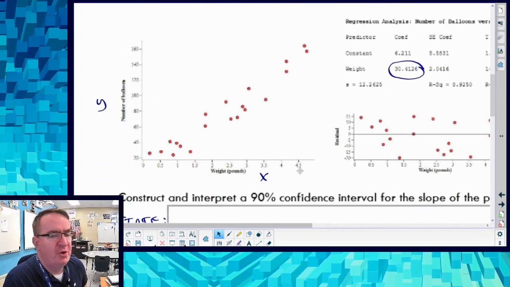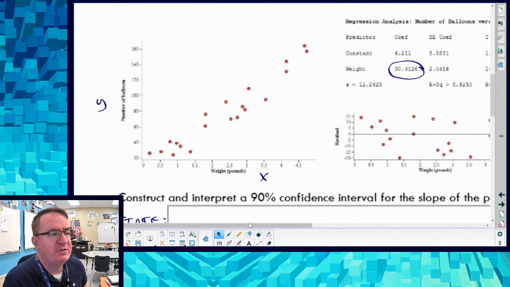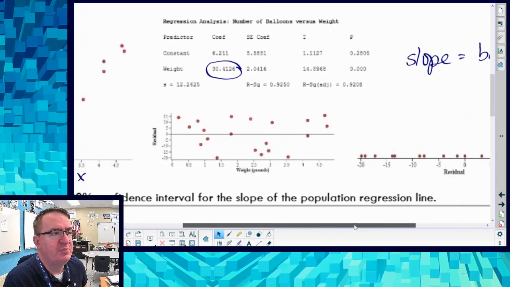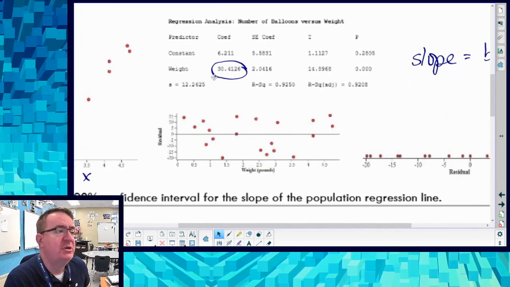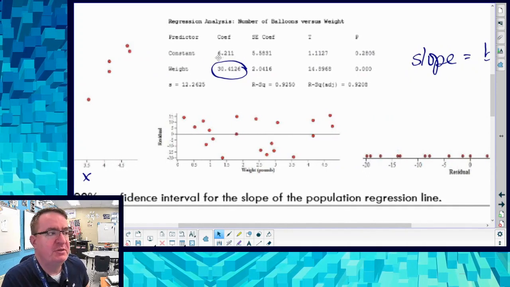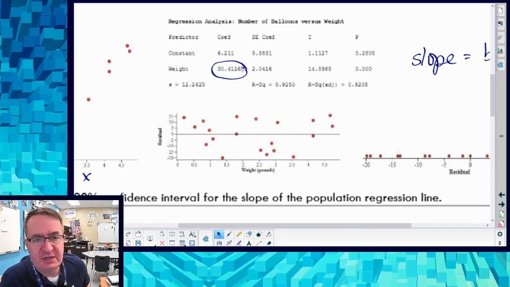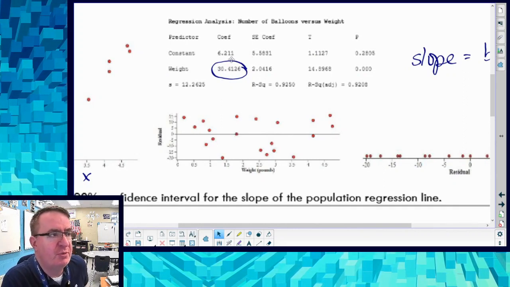So here you've got your weight across the bottom and number of balloons at the top, X and Y, so that's already set for you. Here's your computer printout information. So again, constant, if you're asked for the least squares regression line, it's going to be 6.211 plus 30.4126x. So this is going to be your slope. That's the one that we want.